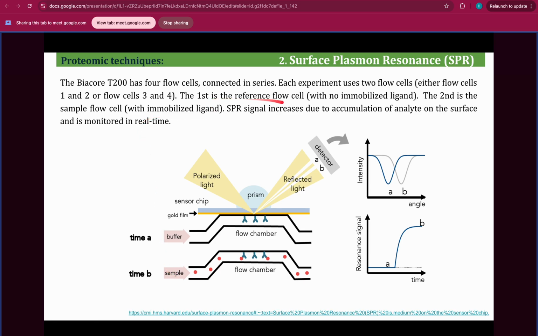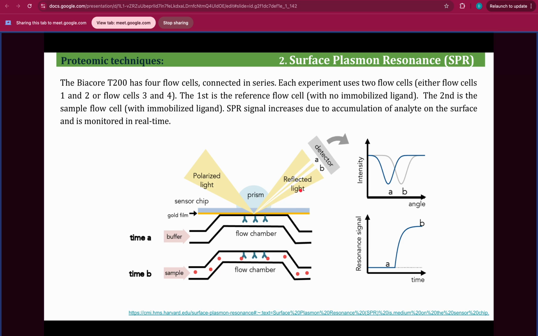So the first is the reference flow cell with no immobilized ligands, whereas the second is the sample flow cell. In this case, in time A and B, this shows 2 flow cells. So first is like a control with which you can compare, if there is no binding of the analyte, then what kind of peak you obtain, whereas if you apply your sample, then what is the change in the plane polarized light angle, that is, how the light is reflected.